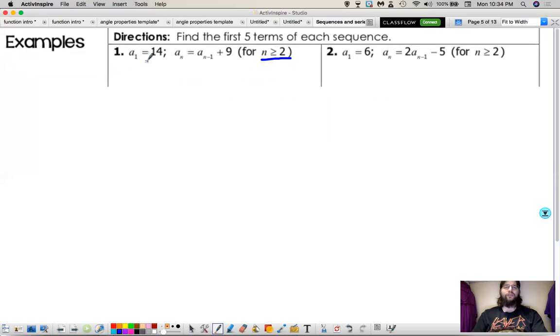It says A1 is 14, and a sub n is the previous number, n minus 1, plus 9. So it's whatever you start with, you add 9 to it, get your next number. What are the first 5? The first one, A1, is 14. That's the first term. The next term would be A2. To get A2, I'm going to take A1 plus 9. Well, that's 23.